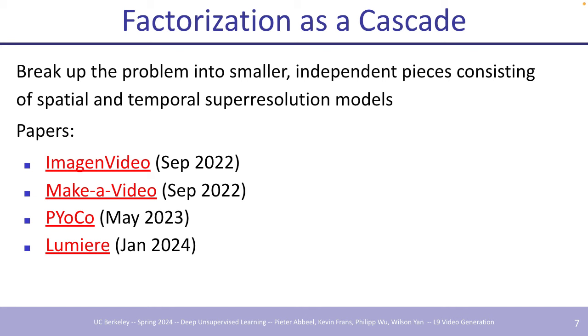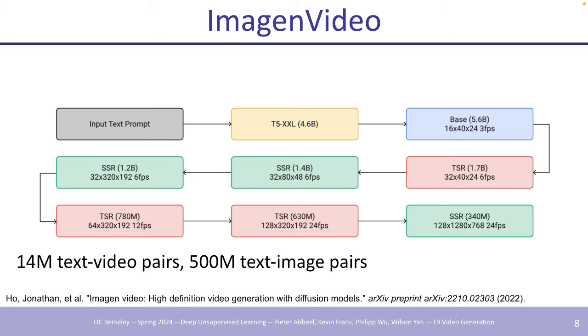complex. So what they did was, for a lot of these papers, Imagen Video, Make-A-Video, Pika and Lumiere, listed out from two years ago up to close to the present day, they break up the problem into smaller independent pieces. There'll be some overlap with some of the stuff that I covered in the diffusion lecture. Instead of directly generating the full resolution video, you generate maybe a smaller resolution video, and then you upsample it over space, upsample it over time, and maybe over space and time, with a series of many different models that will do this.